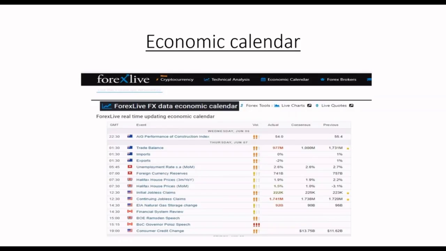For each event, three values are published: previous, expected, and actual. The previous value shows the result from the last reading. The expected value is the forecast for this reading. And last but not least, the actual value will be announced at the scheduled time.